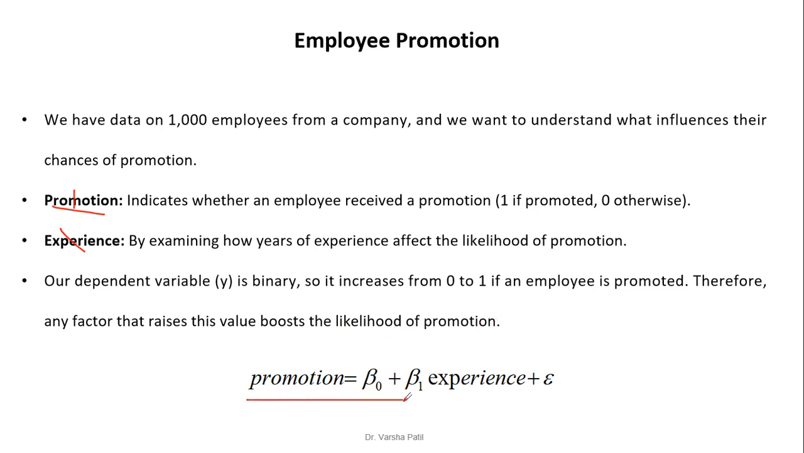So our equation in the linear model is promotion equals beta 0 plus beta 1 times experience. Once we find the parameters, the error is minimized; the error term is not written here, it was left out by mistake. So promotion equals beta 0 plus beta 1 times experience. This is our linear equation.